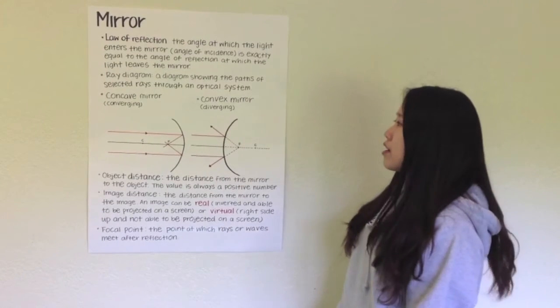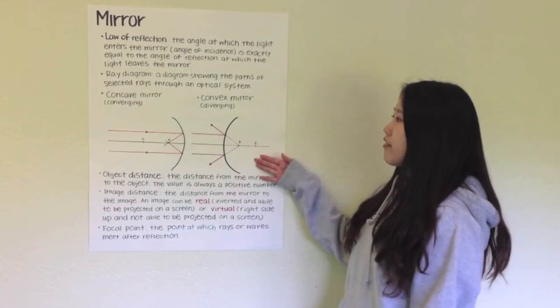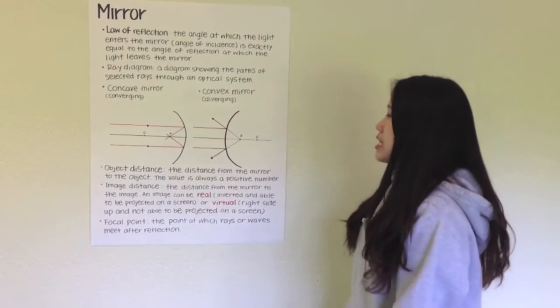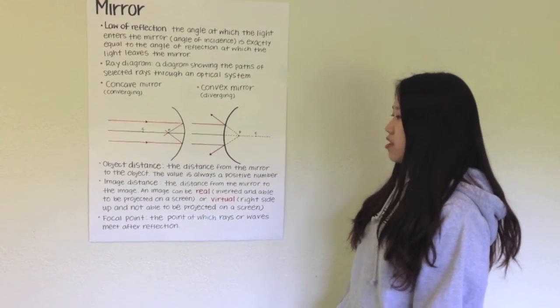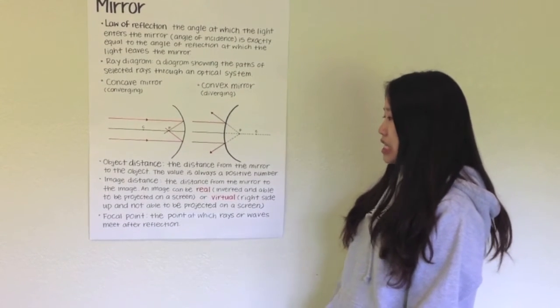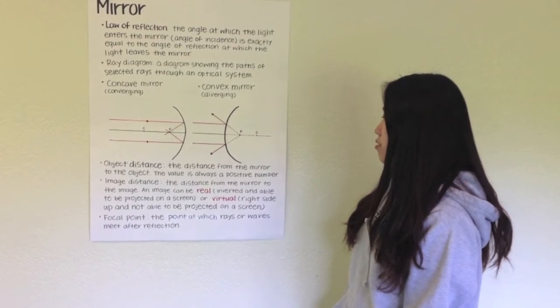There are two kinds of mirror: concave mirror and convex mirror. Object distance is the distance from the mirror to the object. The value is always a positive number. An image distance is the distance from the mirror to the image.